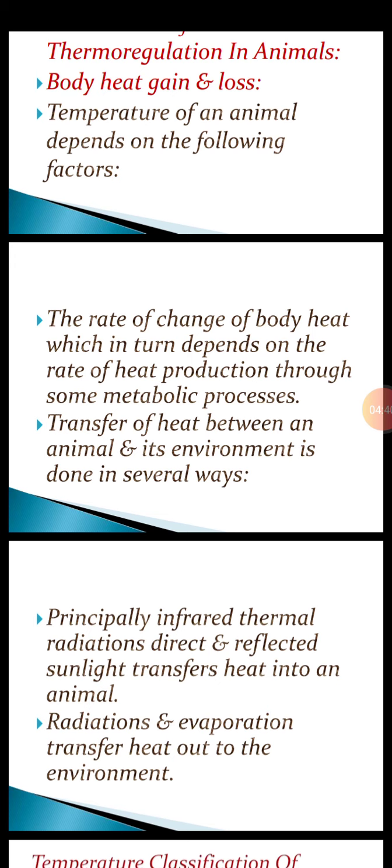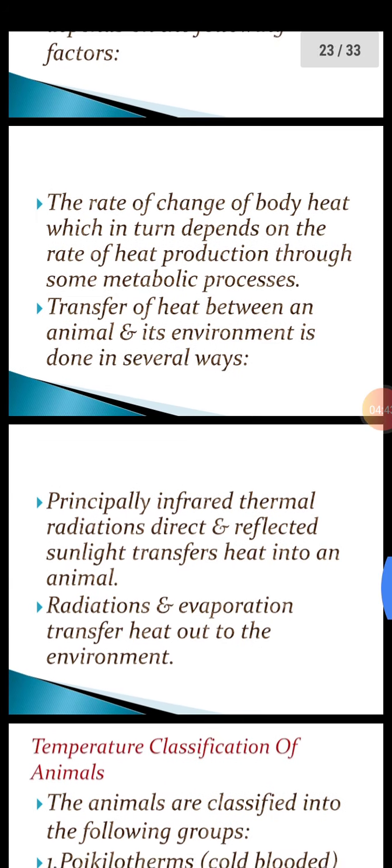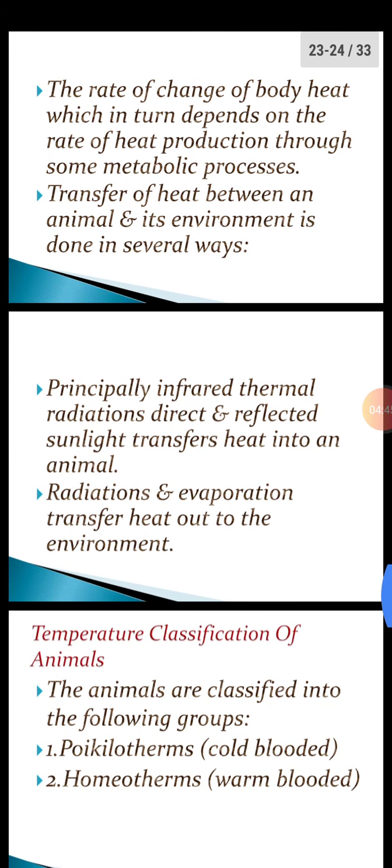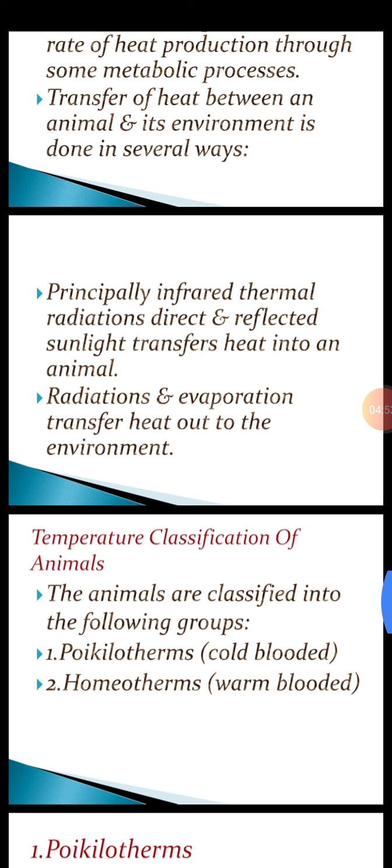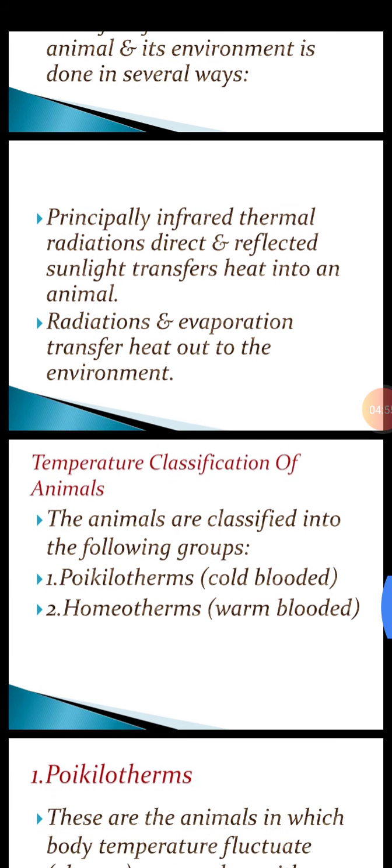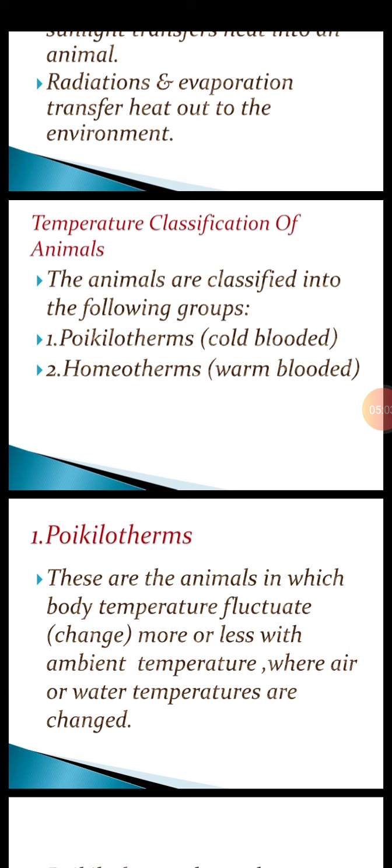Transfer of heat between an animal and its environment is done in several ways. Principally, infrared thermal radiation, direct and reflected sunlight transfers heat into an animal. That is, they gain heat from sunlight. Radiation and evaporation transfer heat out to the environment, that is, they remove extra heat from the body.